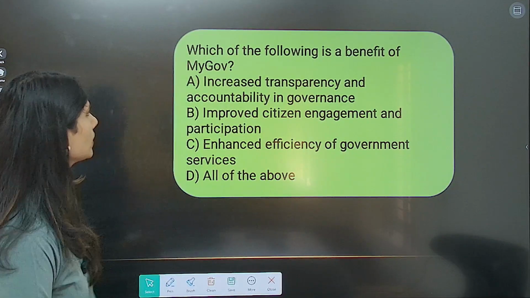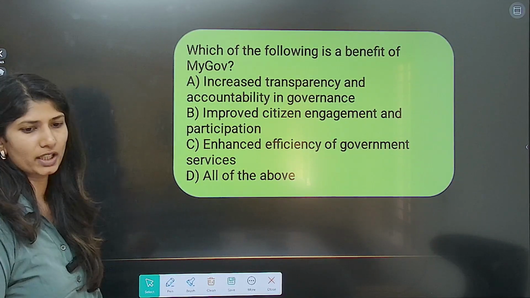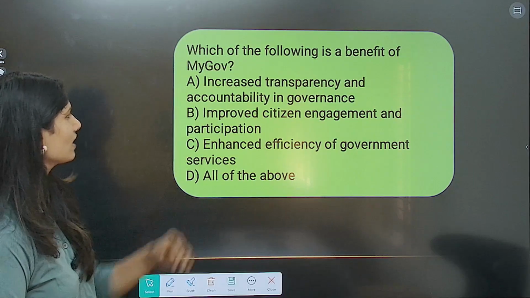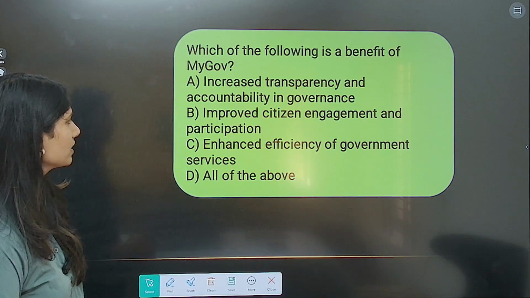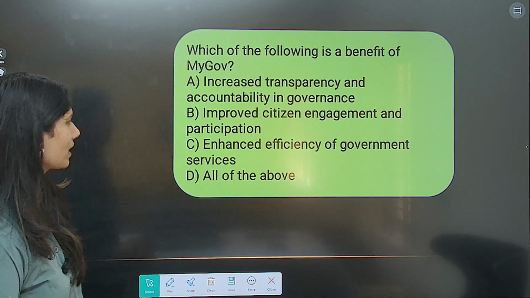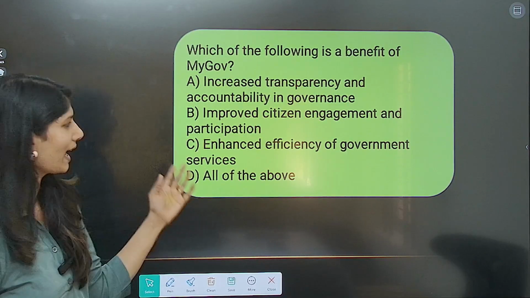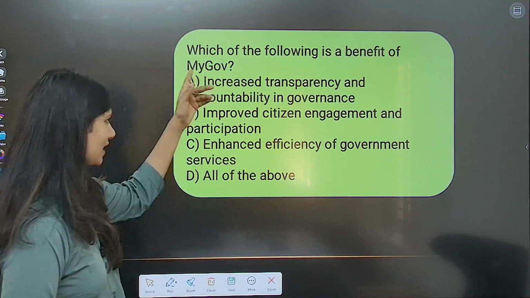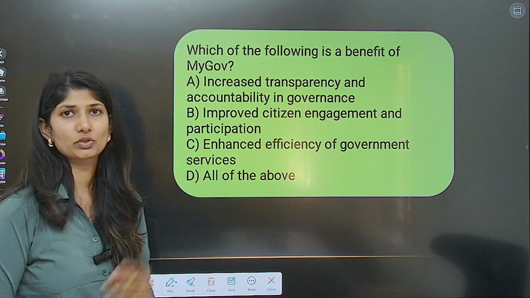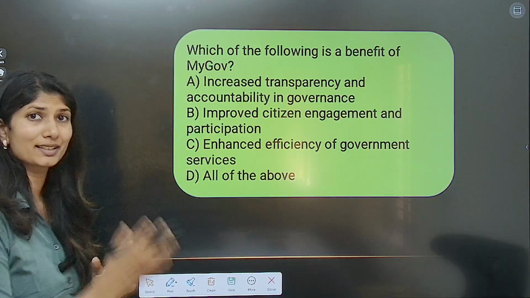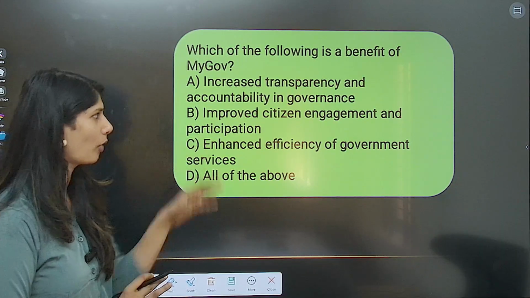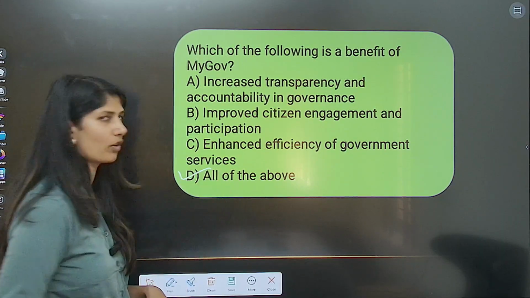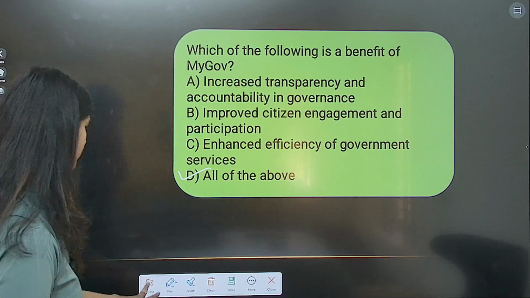Which of the following is a benefit of MyGov platforms? Increased transparency and accountability in governance, improved citizen engagement and participation, enhanced efficiency of government services, all of the above. The reason I've given all these options is just so that you can pick all of these options, so I can give more content in the form of a question. The answer is D, all of the above.